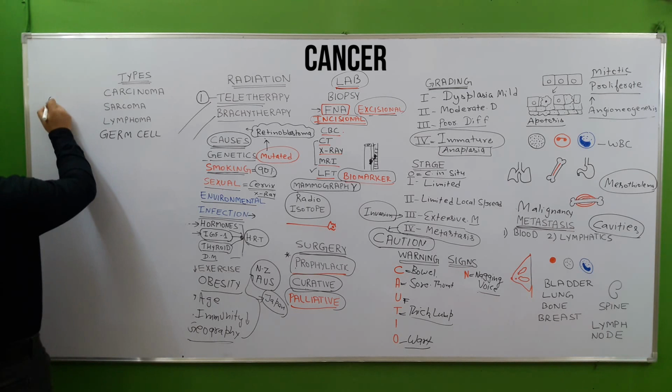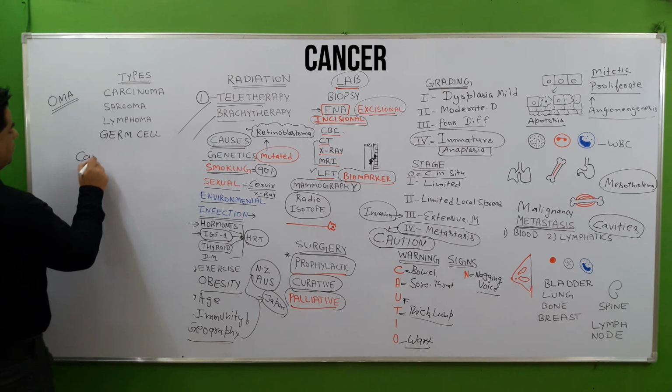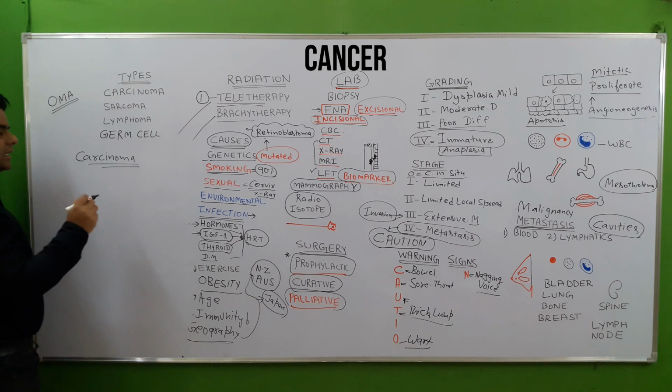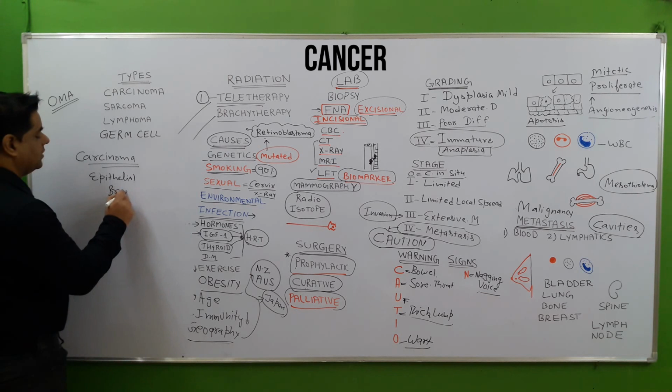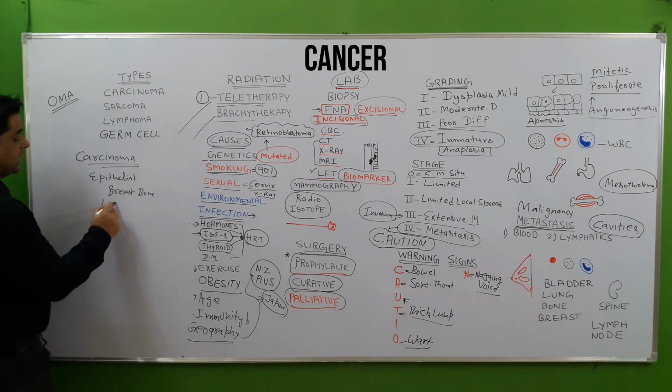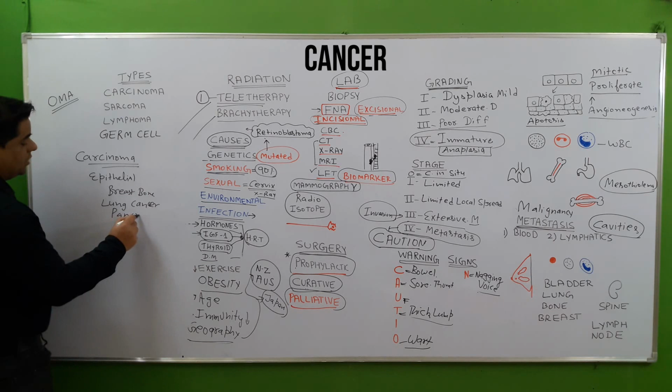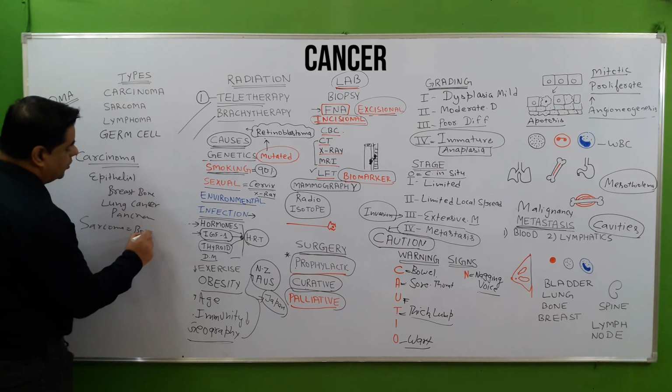The word oma means tumor. When we talk about carcinoma, it generally means cancer of the epithelial tissue: breast, then bone, lung cancer, pancreas cancer can be there. Right. So in sarcoma, there is cancer of the bone, cartilage, fat cells, nerve cells.